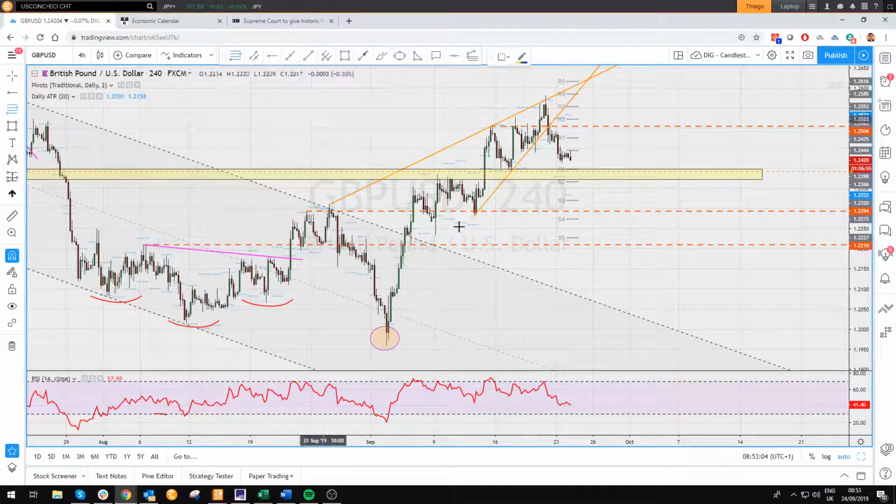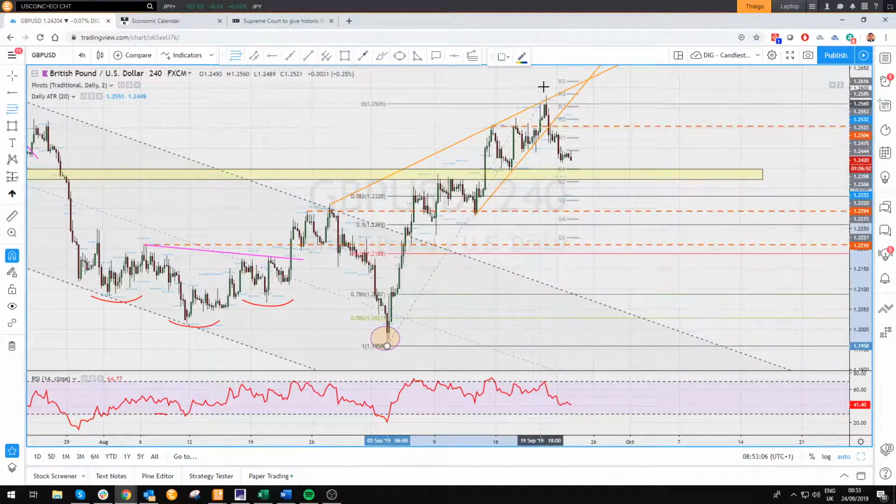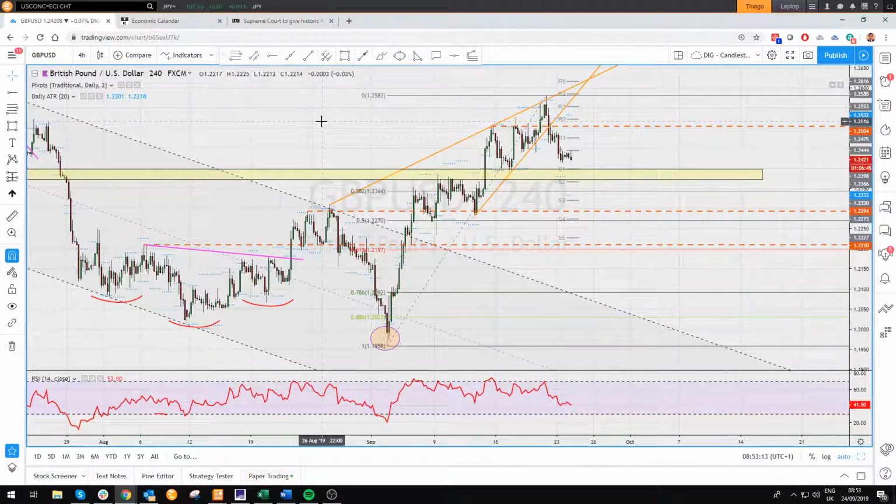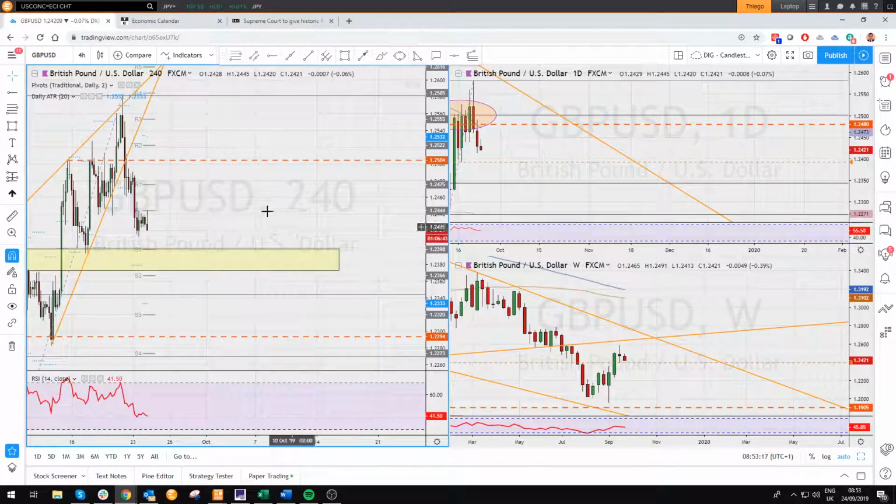Also, let me check as well. Let's add a fib here and see where the fibs are. You can see the 618 is exactly there at 122. So that's what I think is going to happen to the cable.